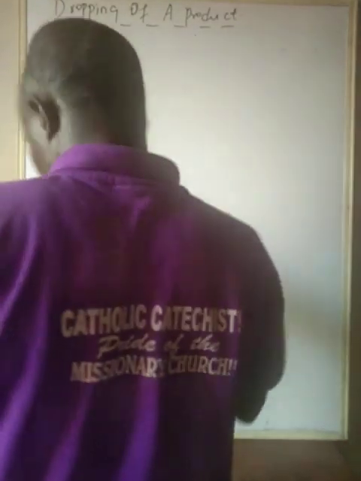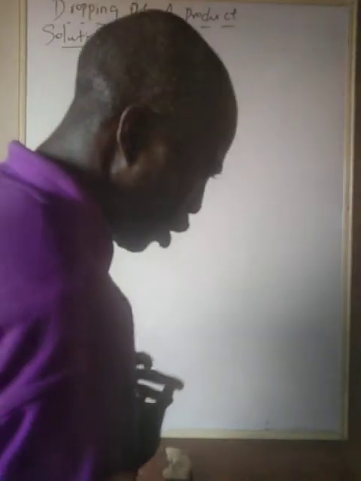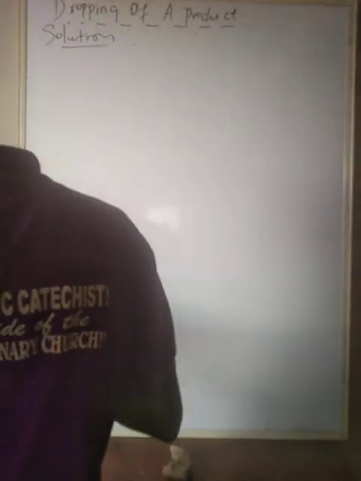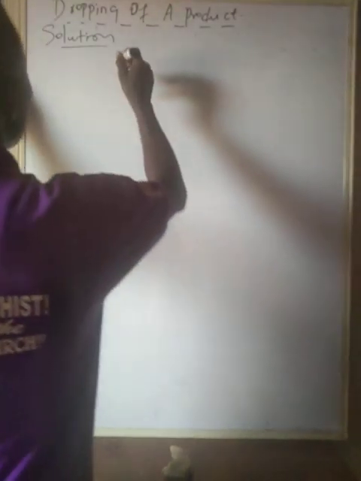So for us to know whether to drop or not, we're going to consider the marginal cost. Like I said, company uses marginal cost to make decisions. And what are those? Let me come again. Acceptance or rejection of a special order, dropping of a product, make or buy of a product, and the limiting factor. Today we are covering dropping of a product. The solution now is product X.